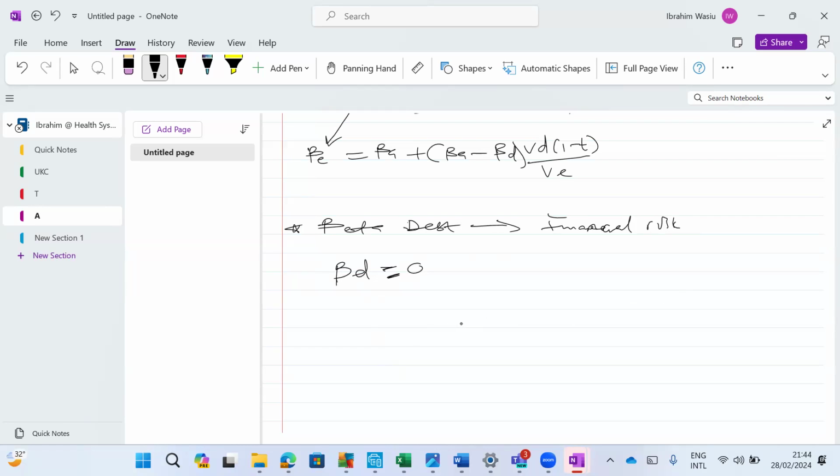So why is it equal to 0? It's an assumption. Because once the debt is risk-free, there is no risk with that kind of debt, just like government treasury bills and the likes. So we assume it is 0. But if it's not 0, the examiner will state the figure for you, so you don't need to calculate it actually. Are we together?